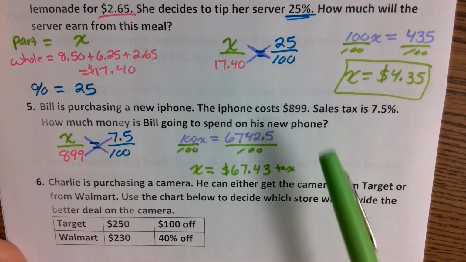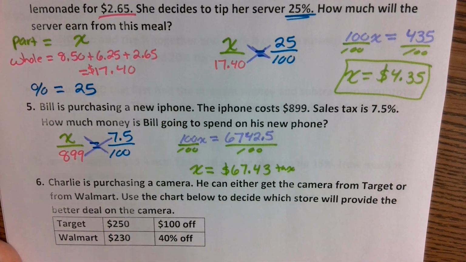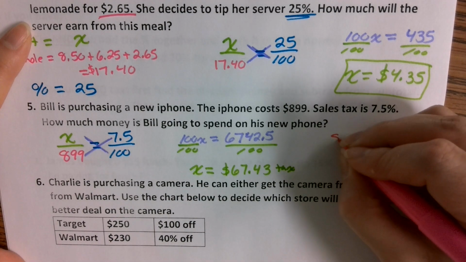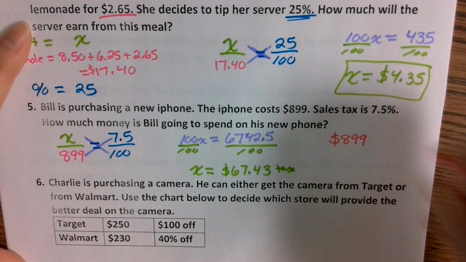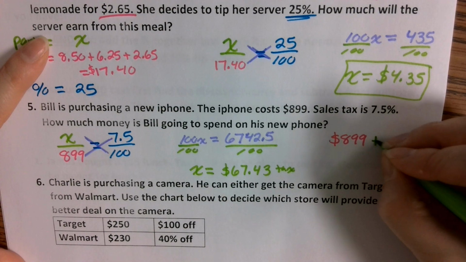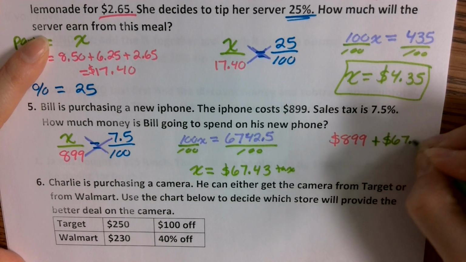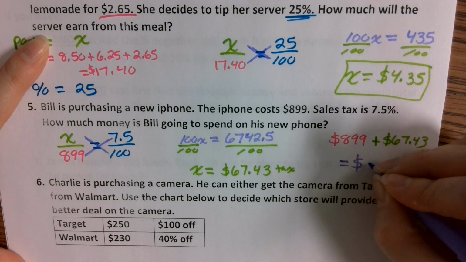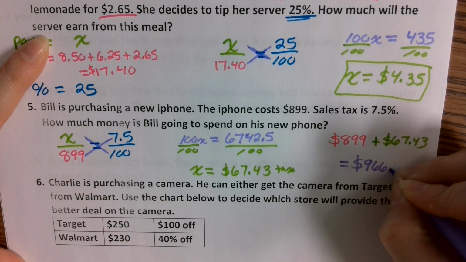The question's asking how much is he going to spend on his phone. What do I do with that information? You add it. Tax is something extra that you pay. Remember, tax and tip get added onto your cost. Discounts are the only thing that gets subtracted from your cost. So you're then going to take your $899 and you're going to add your $67.43. That's going to come out to your total cost. That's $966.43.